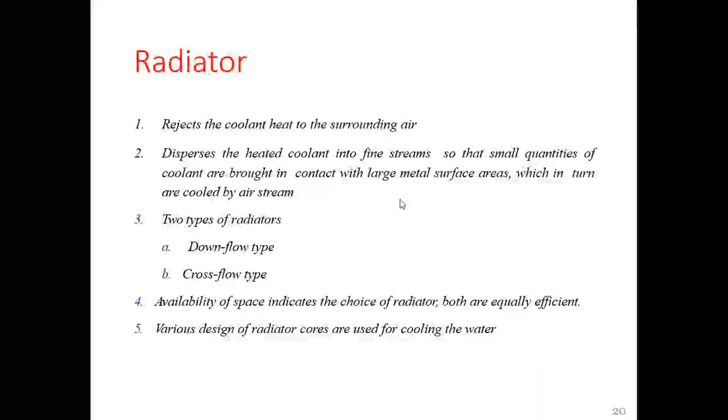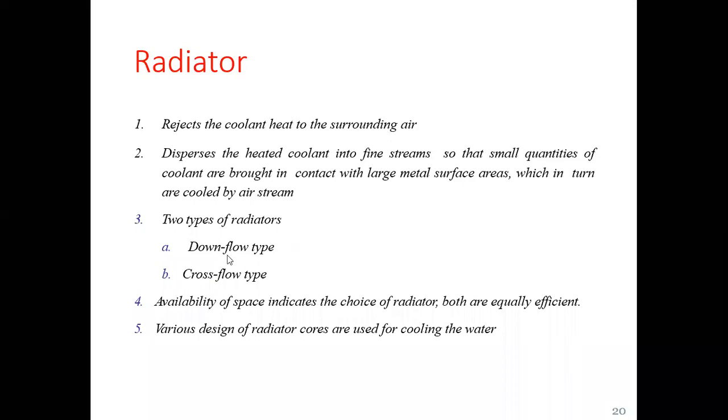So basically, a radiator is used to reject the heat from the coolant to the surrounding air. Now what happens in radiators? It disperses the heated coolant, that is water, into fine streams, by passing the water into fine tubes, so that small quantities of the coolant are brought in contact with large metal surface areas. As we all know, as the surface area increases, the heat transfer rate also increases, and the coolant is in turn cooled by an air stream. So air is used to cool the hot water and bring it to the required temperature.